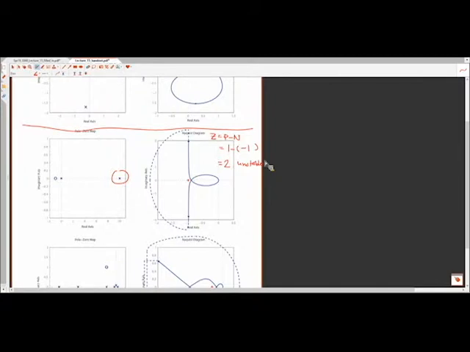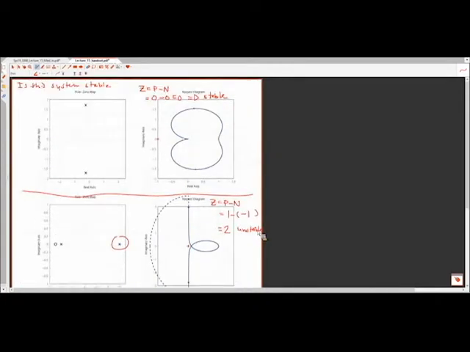Okay, so going back to the first one, what happens if I were to increase the gain on the system for the first example? Is that going to change the stability of my system? All right, I see a lot of heads shaking no. Why is that the case?